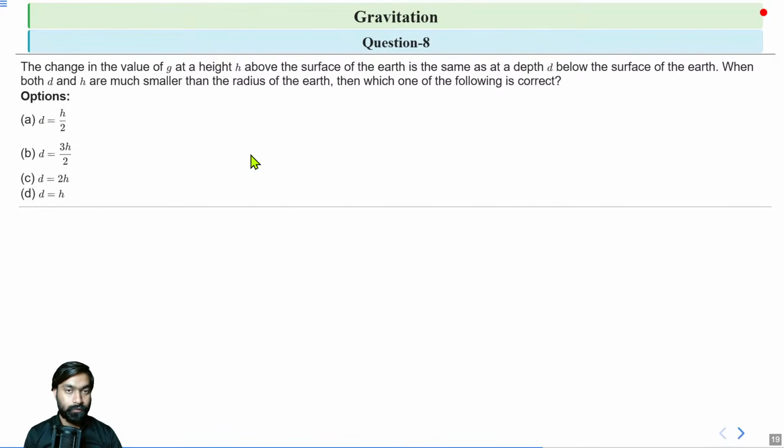The change in the value of small g at a height h above the surface of the earth is the same as at a depth d. It means the value of g at height h and at depth d both will be the same. When both d and h are much smaller than the radius of the earth, which of the following is correct? Given options: option A d equal to h upon 2R, option B d equal to 3h upon 2, option C d equal to 2h, and option D d equal to h. So which relation is correct? Think about it and please try to solve this question, everyone.